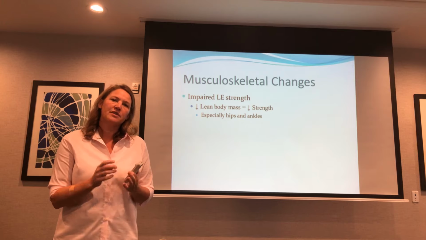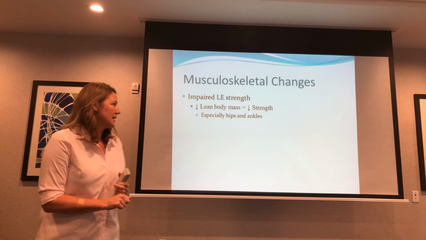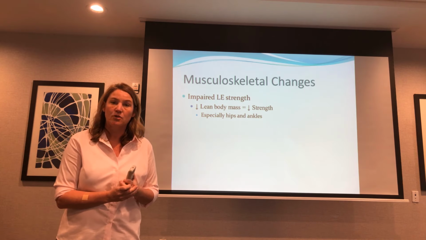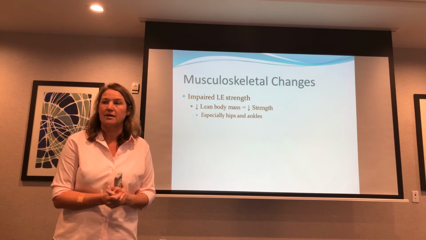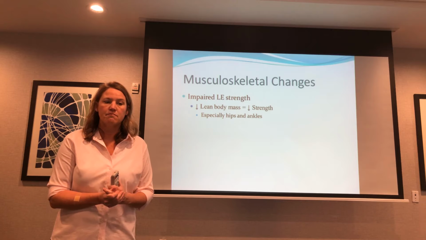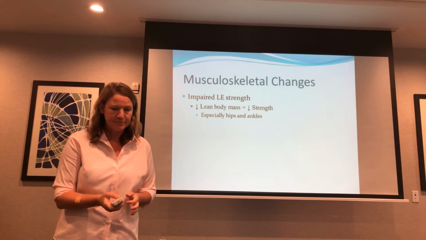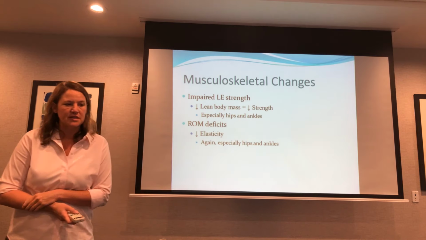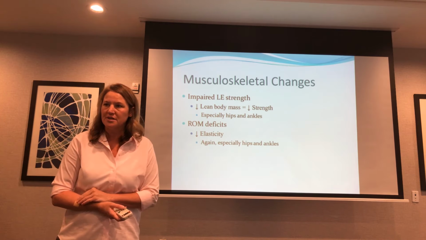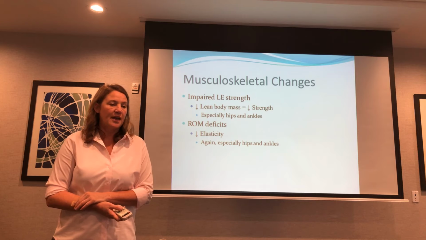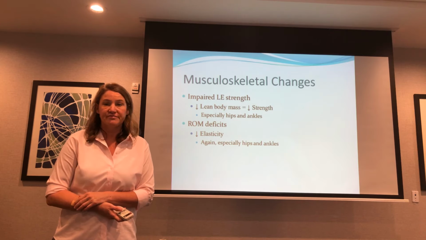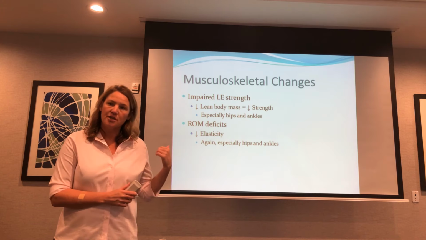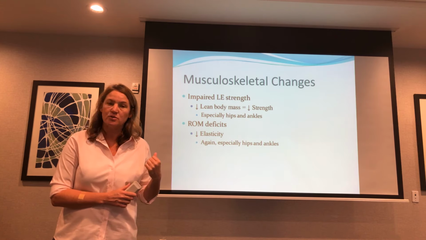As you get older, you have less lean body mass and decreased strength. It most affects you at your hips and ankles. Those are going to be the biggest impact to your balance. Range of motion deficits: you start losing elasticity. The type of collagen present in your body starts to change, and you become more fibrous and less stretchy and elastic. It's especially going to affect you at your hips and ankles again.